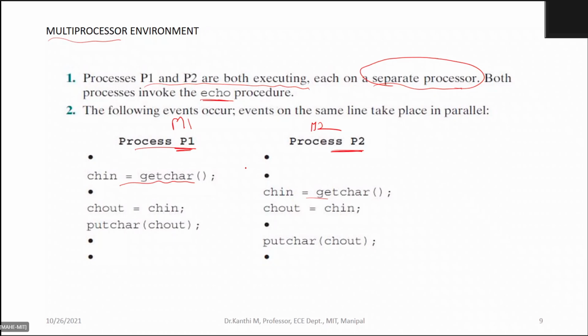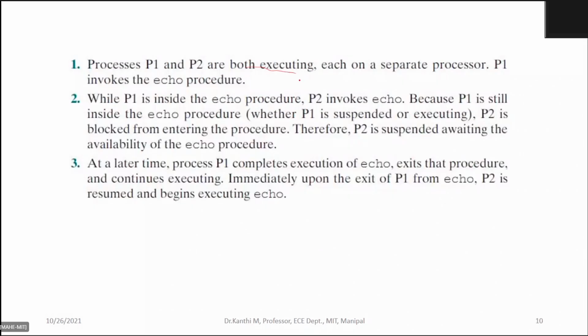So process P1 and P2 are executing each on a separate processor. P1 invokes the echo procedure. While P1 is inside the echo procedure, P2 invokes echo because P1 is still inside the echo procedure. Whether P1 is suspended or executing, P2 is blocked from entering the procedure. So therefore, P2 is suspended awaiting the availability of the echo procedure.